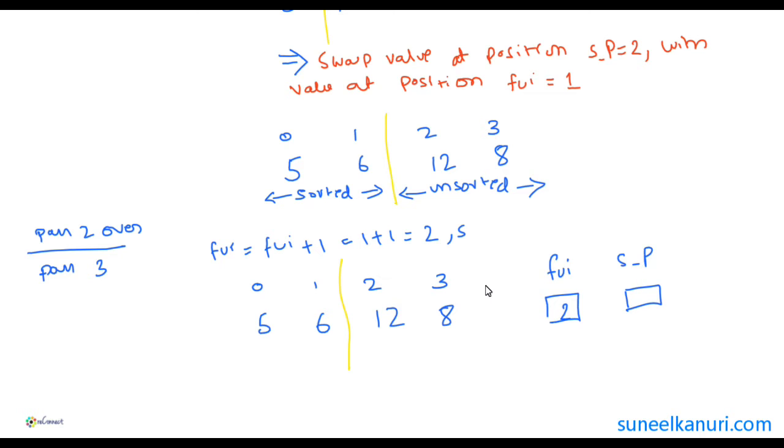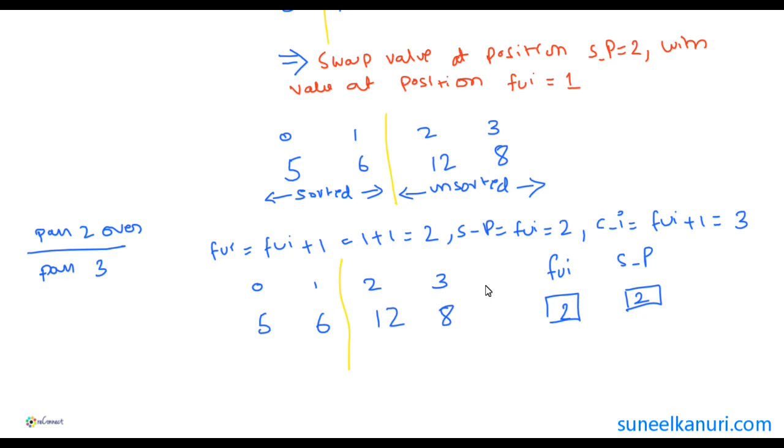to wherever position FUI is pointing to, which is going to be 2, and C_I is going to be pointing to FUI plus 1, the next position, because we don't want to compare. There's no point in comparing an element with itself. So C_I, which is basically the current index, or the comparable index, would be pointing to the position next to the first unsorted index, so we can compare them both. So which would be pointing to position 3.